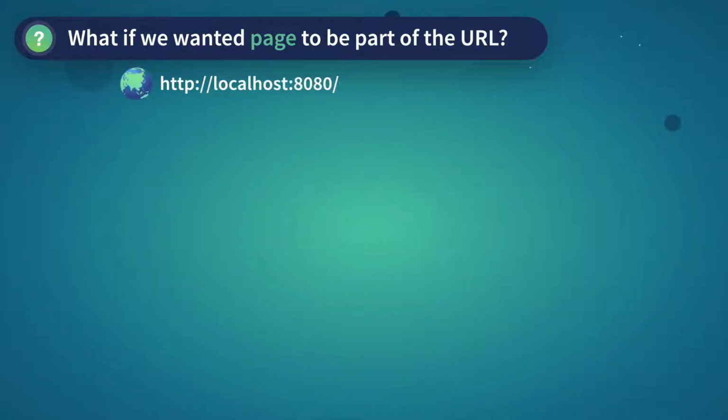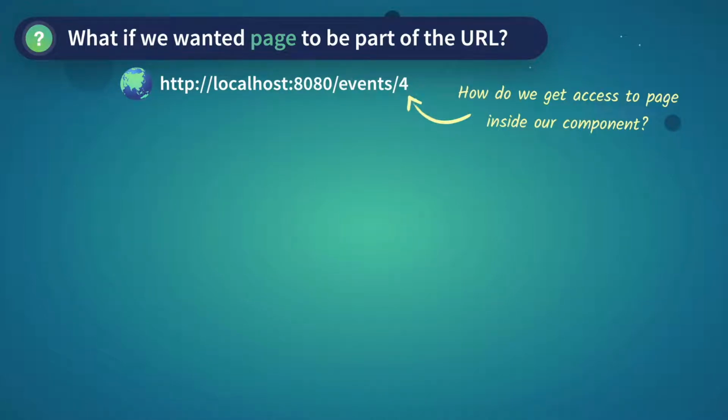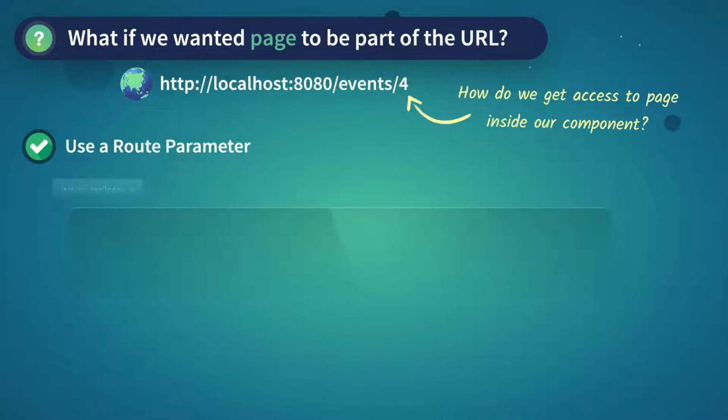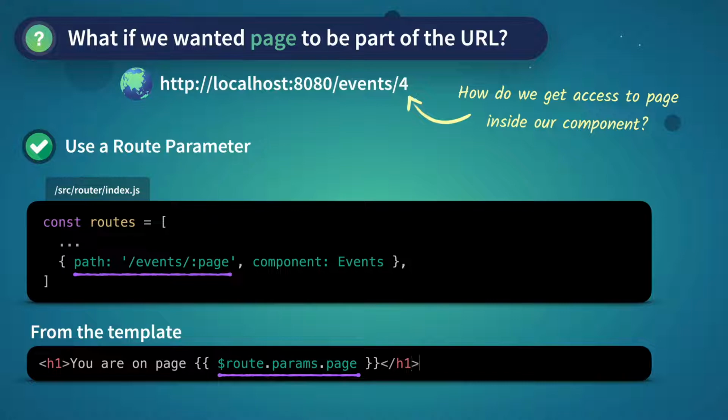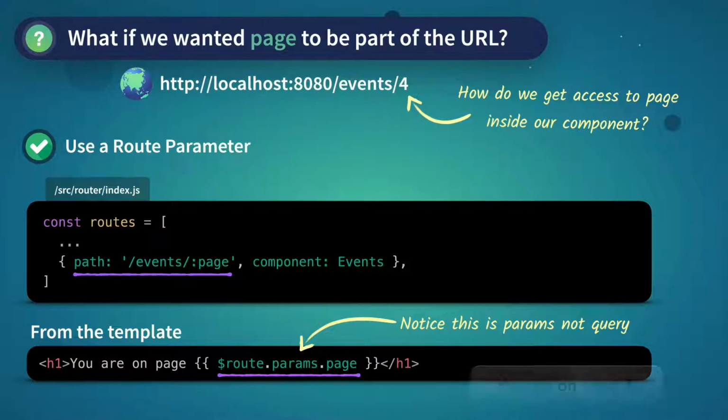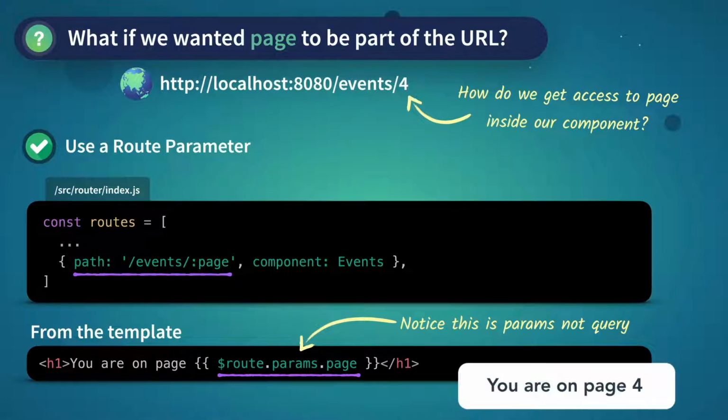For example, if we had events/4 for page 4, how would we get access then to the page number? Here we could use a route parameter. We define a route parameter inside of our router file by using events/:page. It's that colon there that makes it a route parameter. Then inside this template, we can access this parameter by doing $route.params.page. Notice we're using .params, not .query, like we did in our previous example. And this is what our component would print out in our browser.